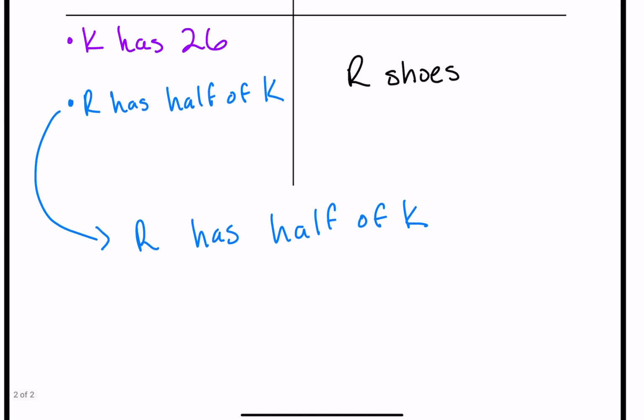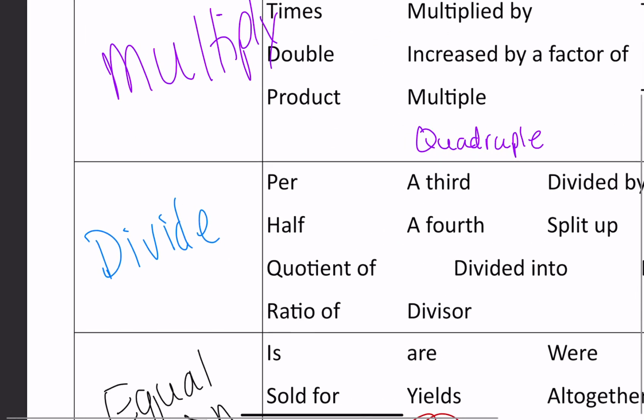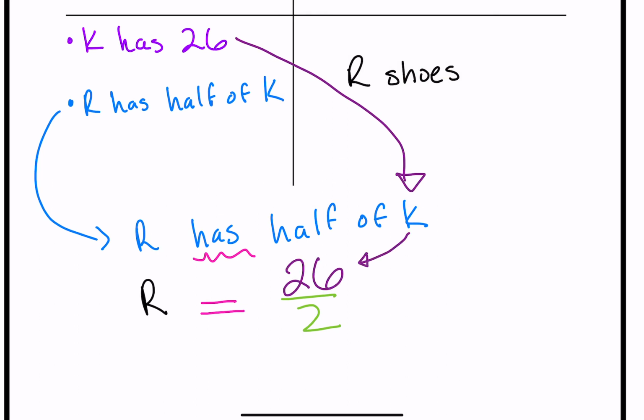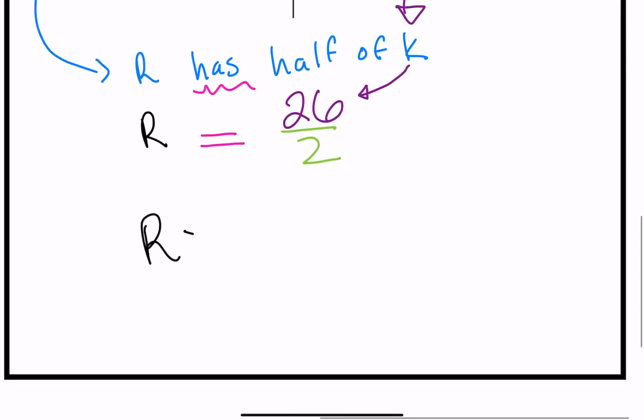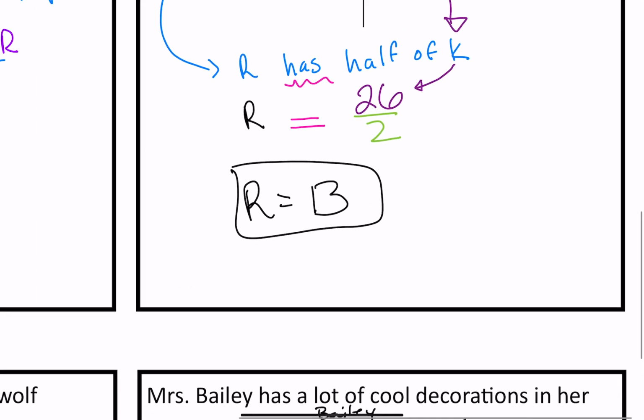Well, Rawolf is going to drop the R. We don't know how many shoes Rawolf has. Has is still going to be an equal sign. However, if I go back and look at my reference sheet, I'm going to see that half means divide. So half means we divide by 2. And we know Kennedy, we're halving Kennedy's, but Kennedy we know has 26. So Rawolf, if I solve here, that means Ms. Rawolf's only got 13 pairs of shoes. And I actually in real life have less than that. I have 5.